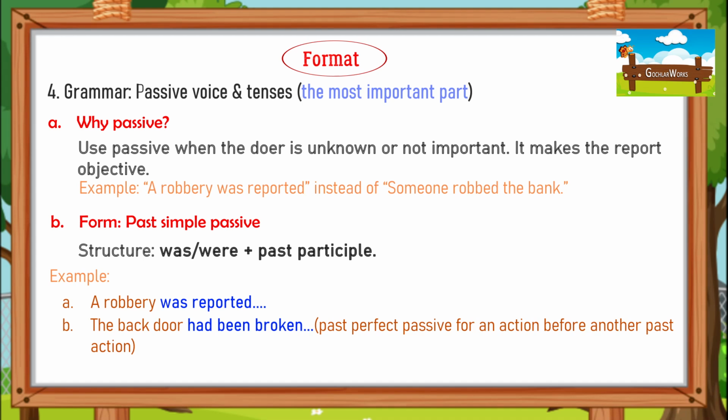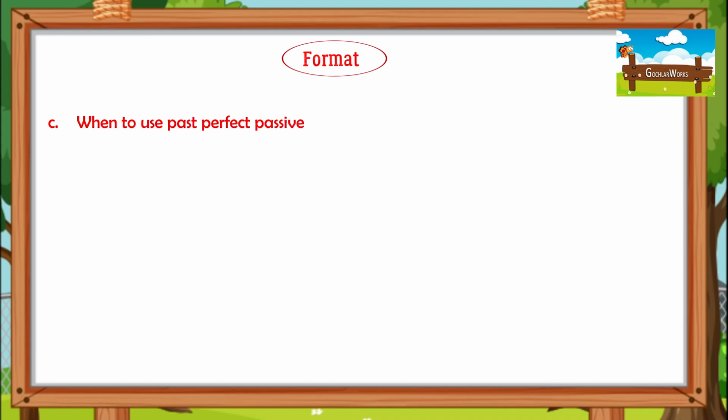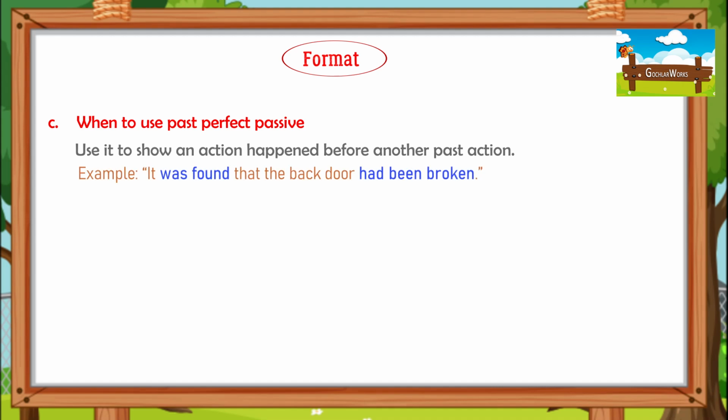Past perfect passive is for an action before another past action. The area around the bank was cordoned off. When to use past perfect passive? Use it to show an action happening before another past action. For example, it was found that the back door had been broken.